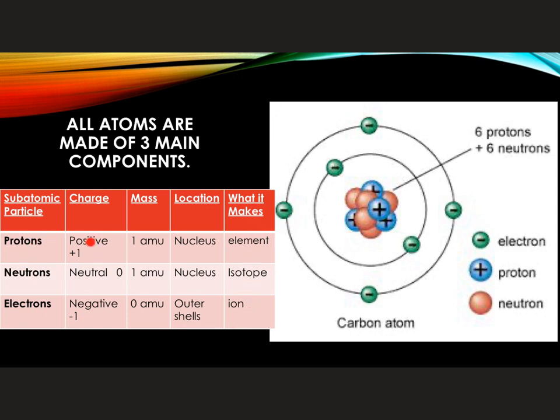So notice protons: positive, 1 AMU, in the nucleus, and they make it an element. Neutrons: they're neutral, 1 atomic mass unit, in the nucleus, and they make isotopes. Electrons: they're negatively charged, we consider them a -1, protons a +1. They have 0 mass, they're in the outer shells, and they make ions. And here's just a fun little picture of carbon for you.